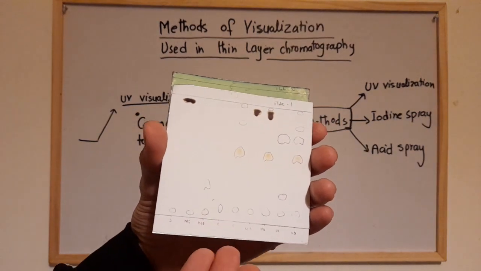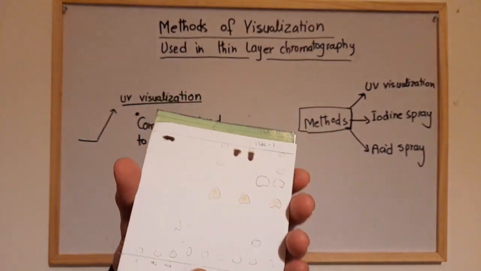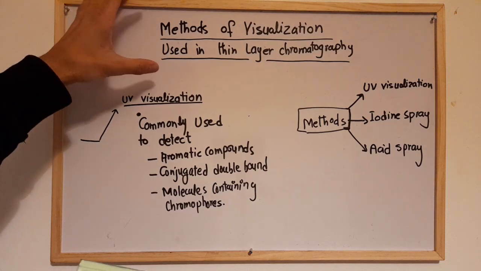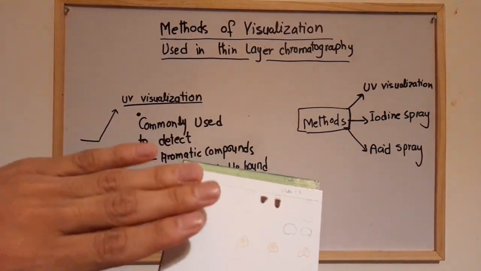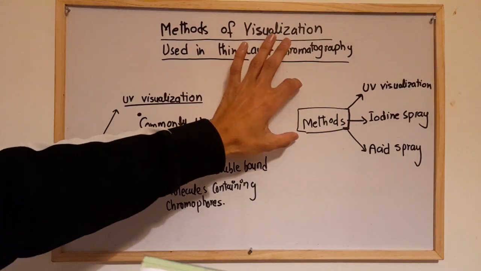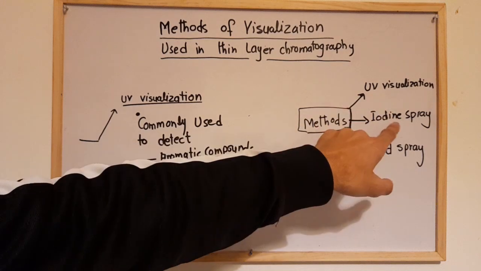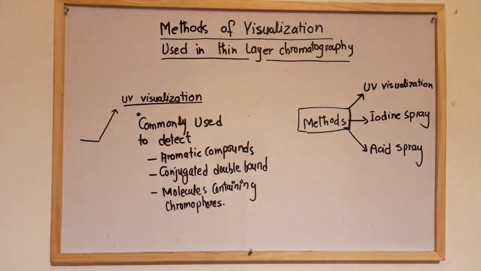So how can you identify different compounds on the TLC? Then comes the method of visualization. We have to use different methods of visualization to check which components are present in our TLC plate. The most common methods used in TLC are UV visualization, iodine spray, and acid spray. So what is UV visualization?